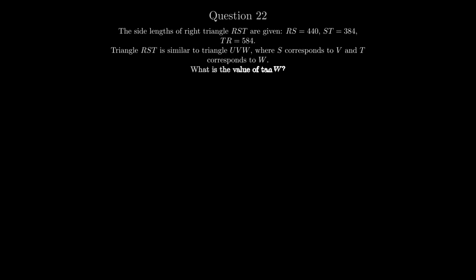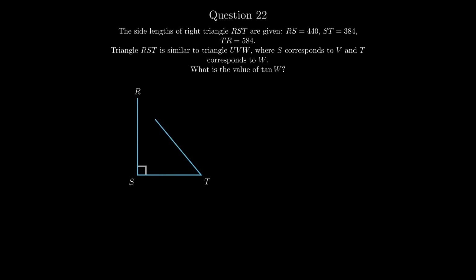Now let's look at question 22. We are given the side lengths of a right triangle RST, where side RS is 440, side ST is 384, and the hypotenuse TR is 584. We are told that triangle RST is similar to triangle UVW, where vertex S corresponds to V, meaning both are the 90-degree right angles. Vertex T corresponds to vertex W, and we need to find the value of tan W.